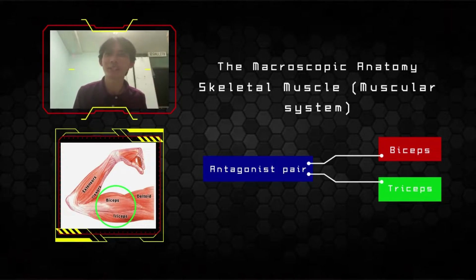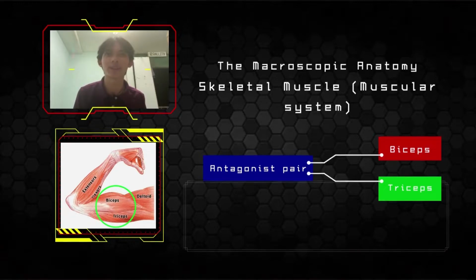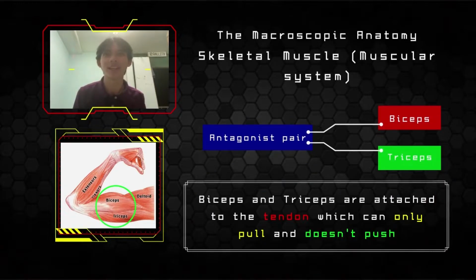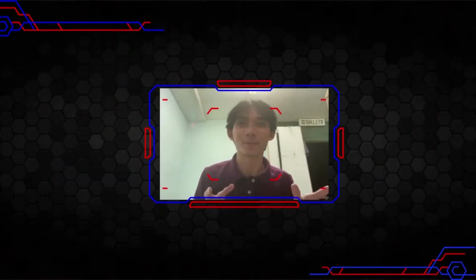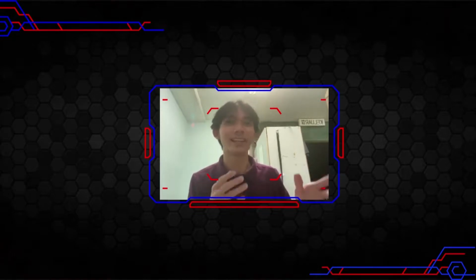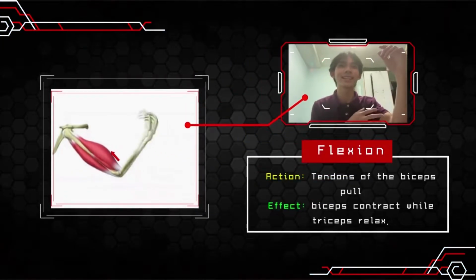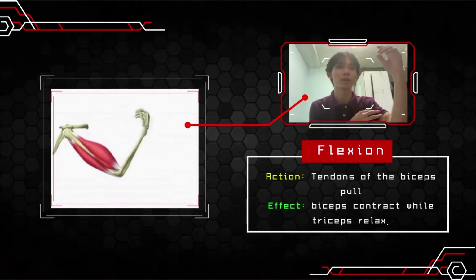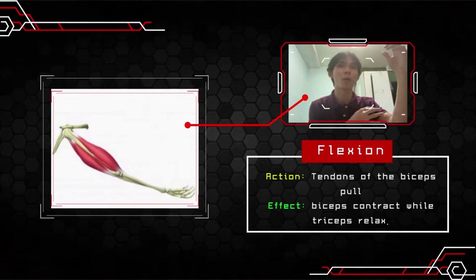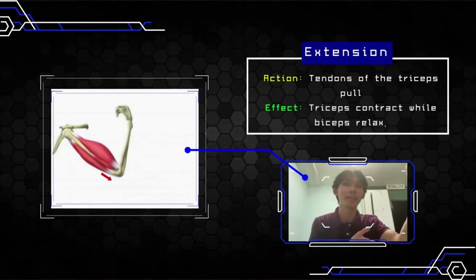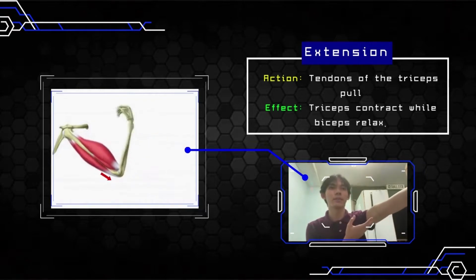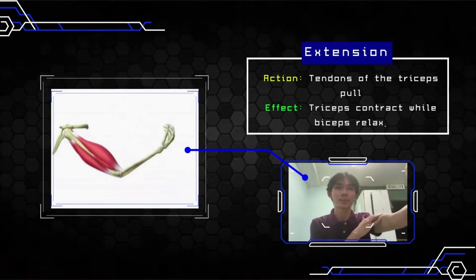The reason biceps and triceps are called antagonist pairs is because the skeletal muscle is attached to the bone by a fibrous connective tissue called a tendon, which can only pull and does not push. Due to that, during flexion at the elbow, the tendon of the biceps pulls, which causes the biceps to contract while the triceps relax. Whereas during extension, the tendon of the triceps pulls the triceps while the biceps relax.